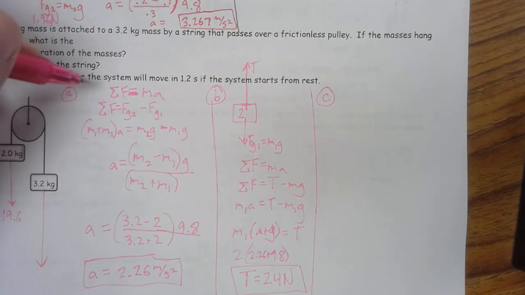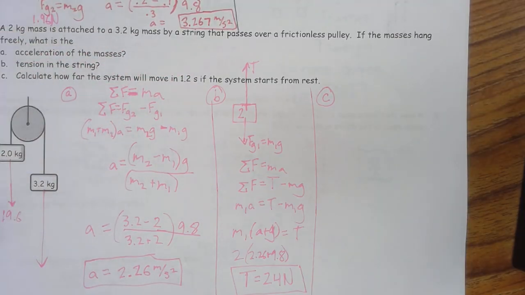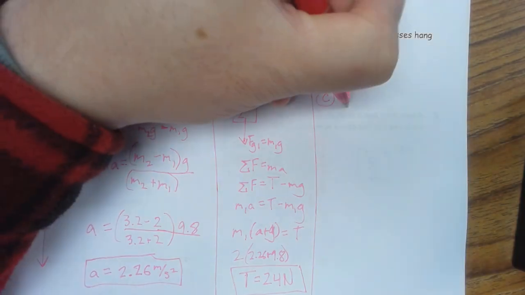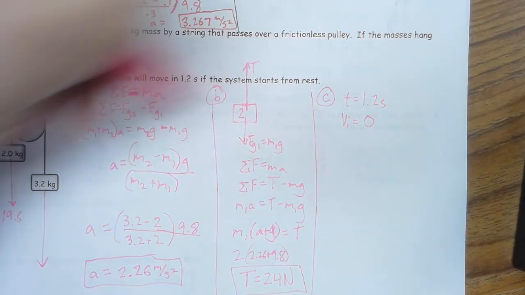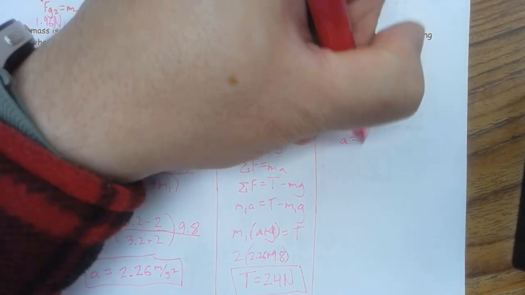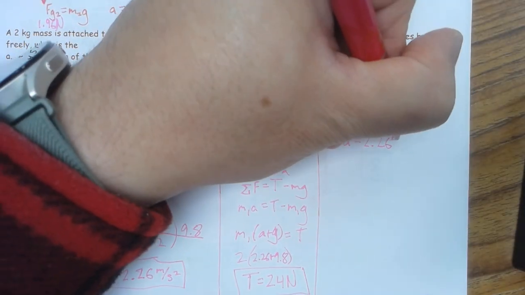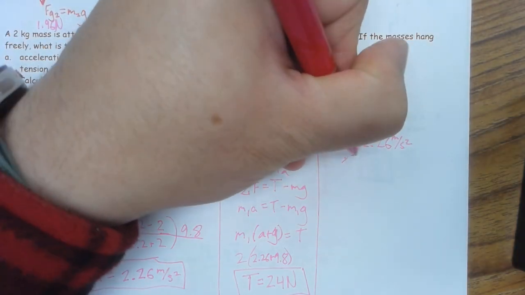Calculate how far the system will move in 1.2 seconds if the system starts from rest. This doesn't sound like a dynamics problem at all. This doesn't sound like forces. Kinematics. T equals 1.2 seconds. It says it starts at rest. VI equals 0. What other givens do we know? Oh, we solved for the acceleration. 2.26. Do not use 9.8. I'm scared people are going to use 9.8. It sounds like it's happened before. We're solving for x, the distance.